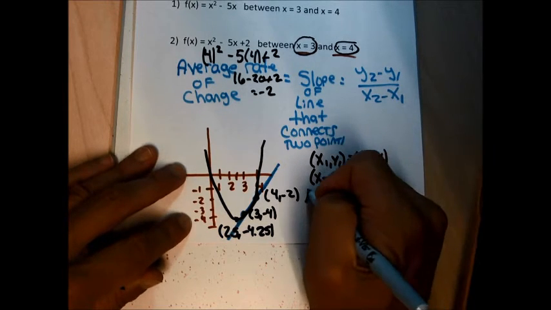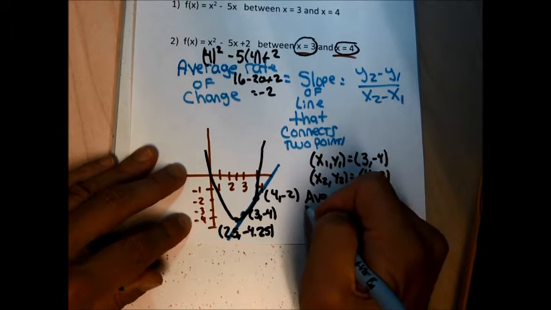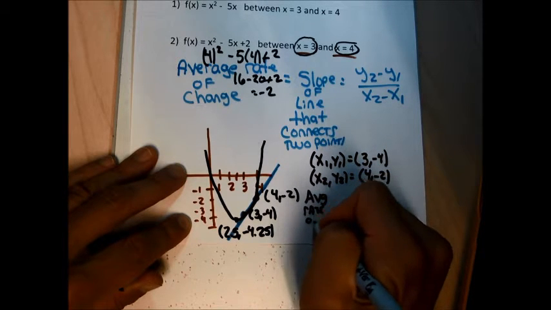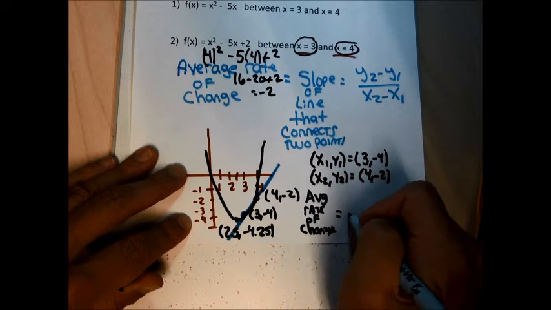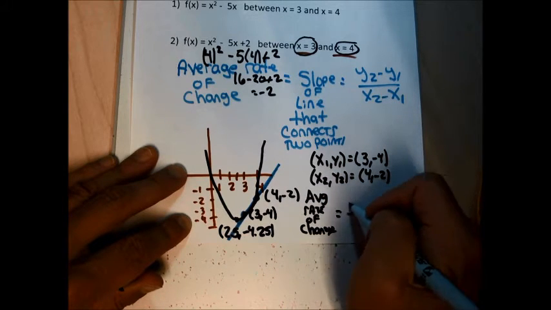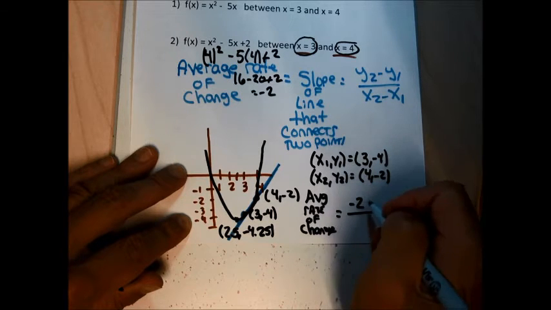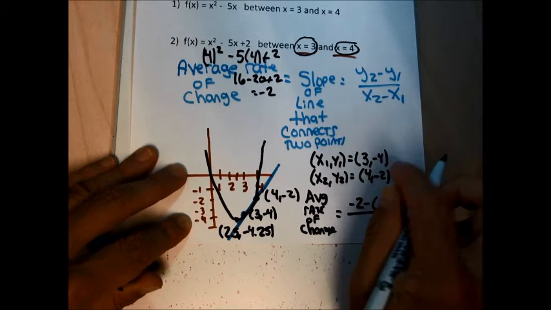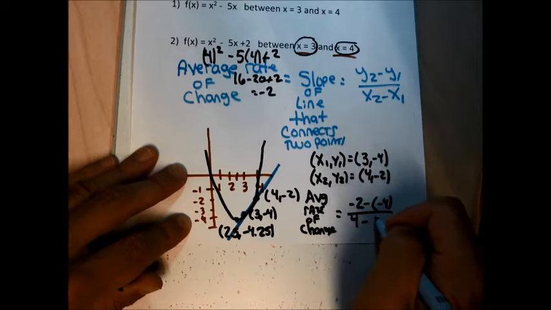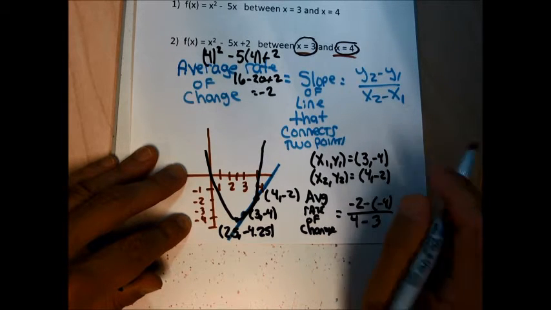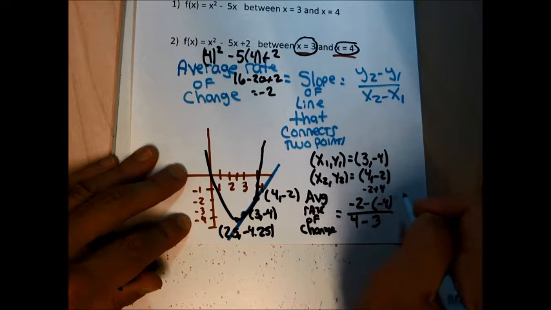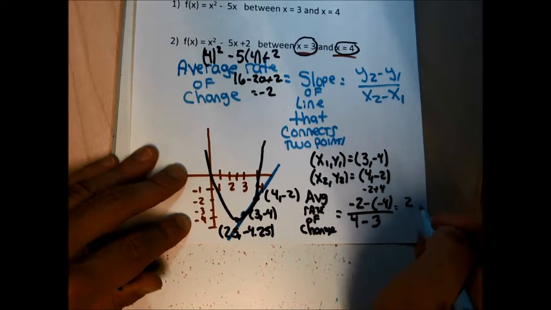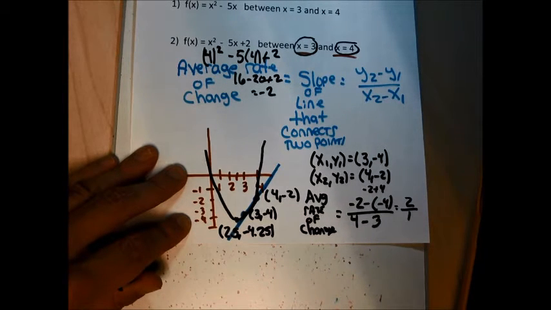And then the average rate of change is going to equal y2, which is -2, minus y1, which is -4, over x2, which is 4, minus x1, which is 3. In the numerator, this double negative turns positive, so that turns into -2 plus 4, which is positive 2. The denominator is 4 minus 3, which is 1. So the average rate of change is going to be 2.